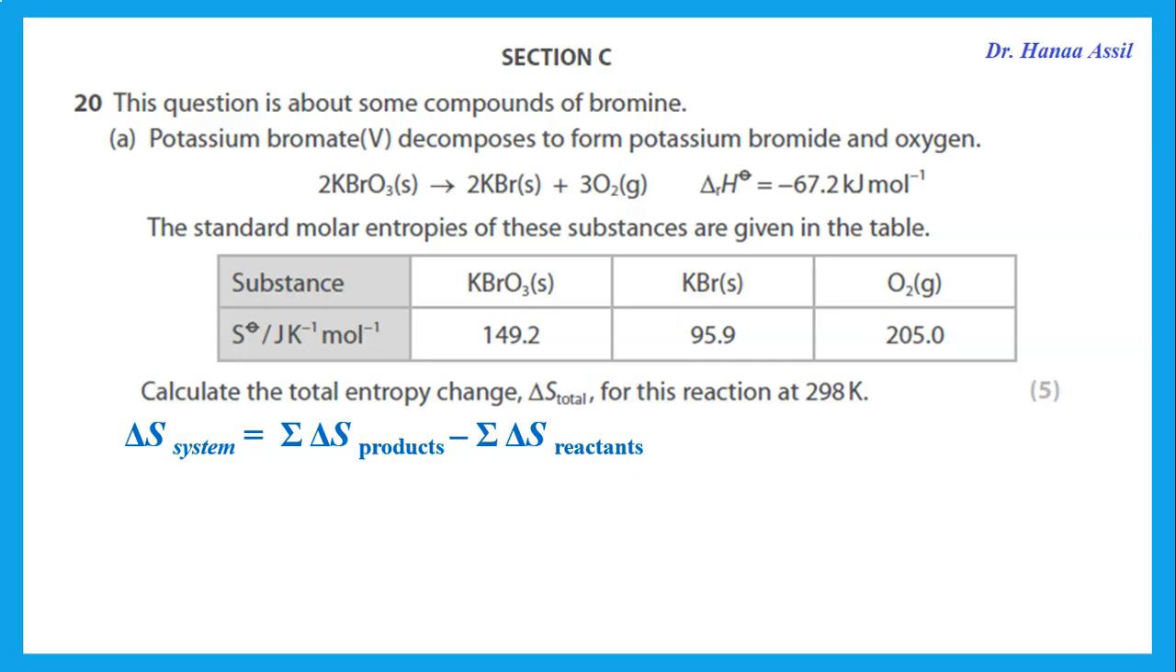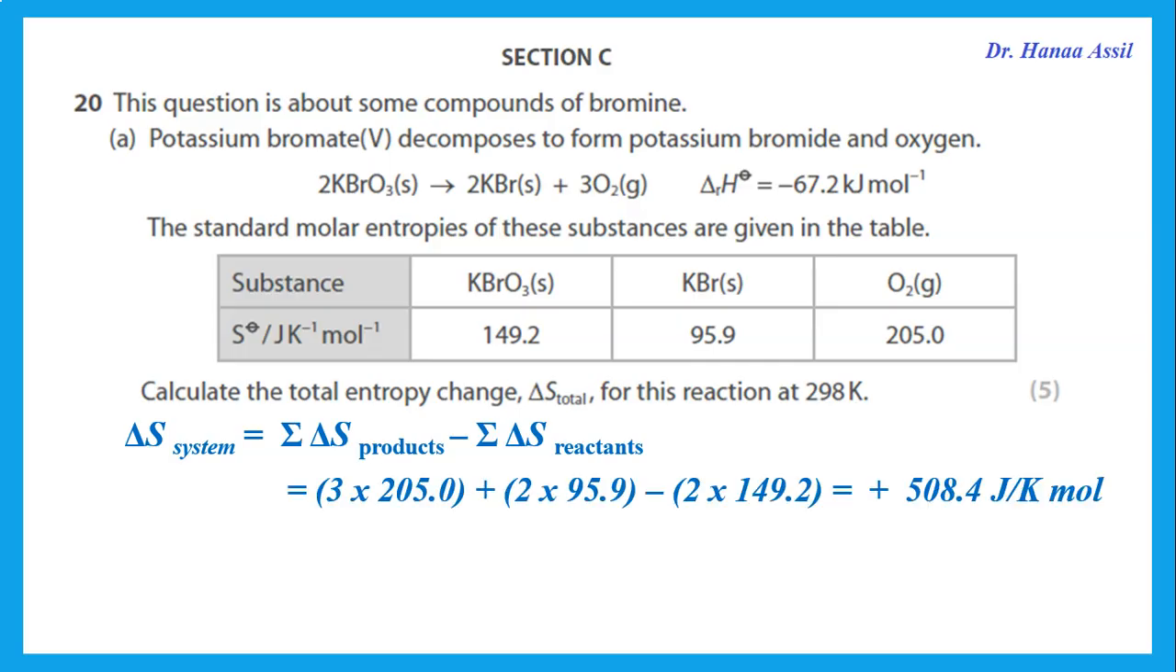The delta S of the system is the total of the entropies of products minus reactants, and please take into account the coefficients. So we have 3 of oxygen plus 2 of KBr minus 2 of the potassium bromate. This gives an overall delta S system of plus 508. Do not forget to write the signs. The plus or the minus should be written out.